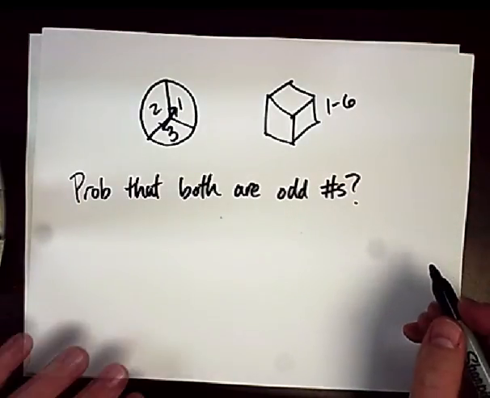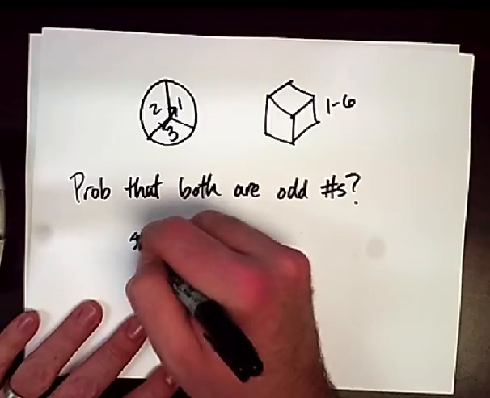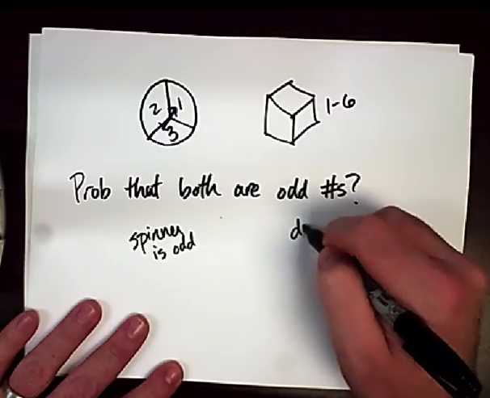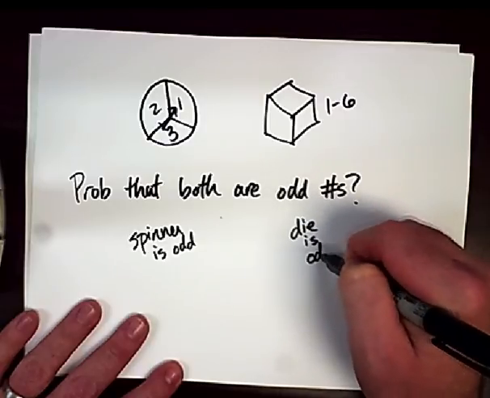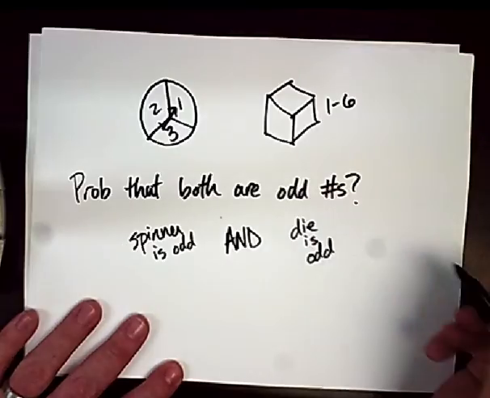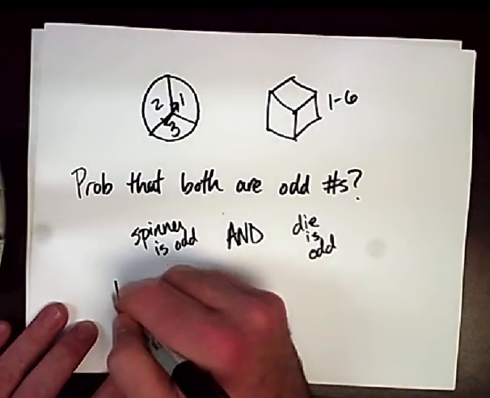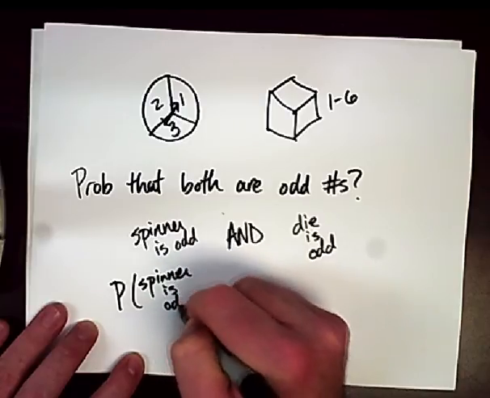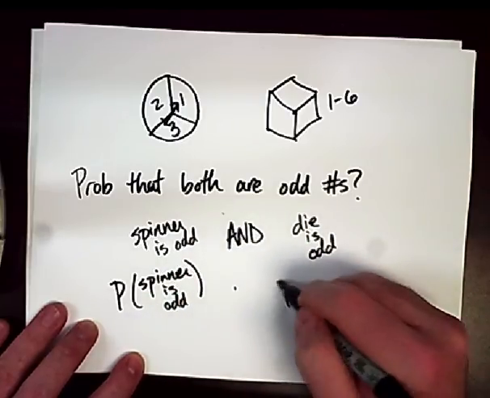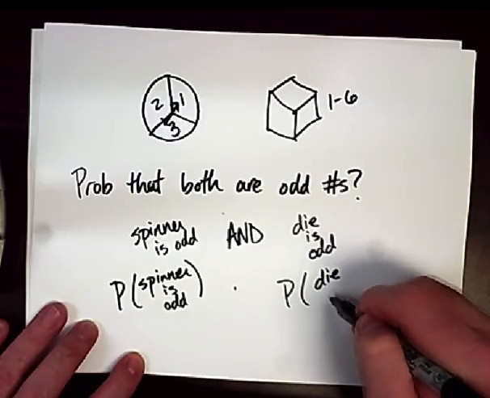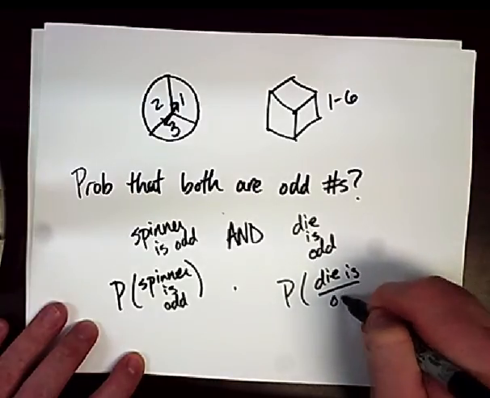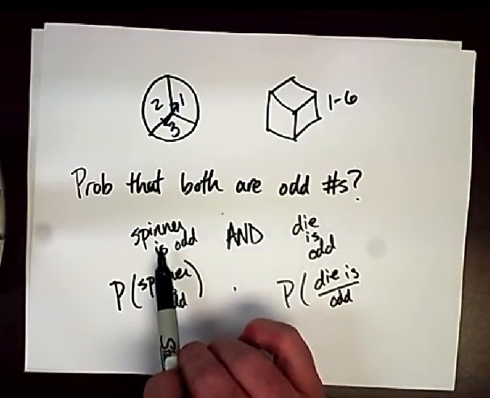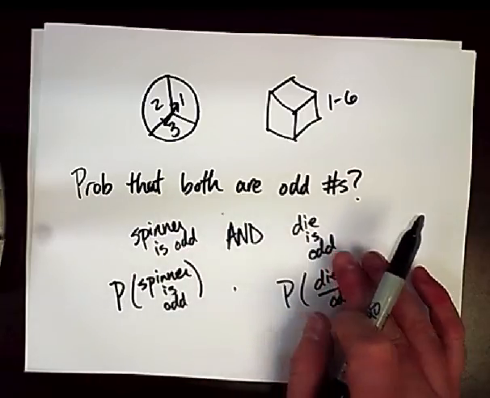Well, so the two events are that the spinner is odd and that the die is odd. And we want them both to happen, so it's an "and." So the probability is the probability that the spinner is odd times the probability that the die is odd given that the spinner already was. Well, those are independent events. Whether or not the spinner is odd has no bearing on whether or not the die is.